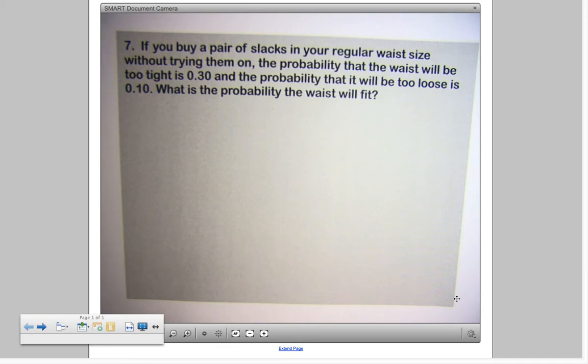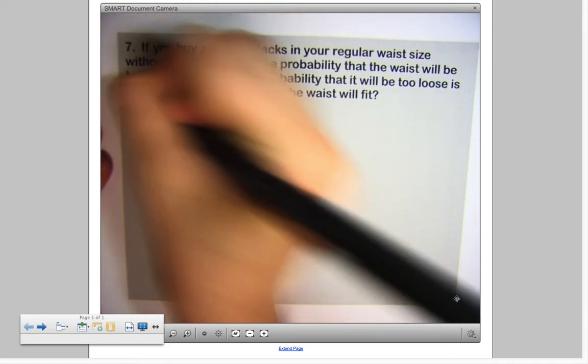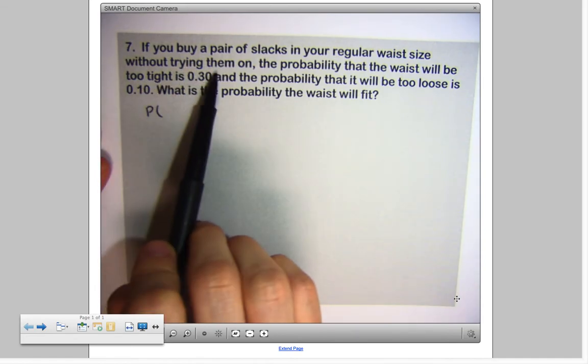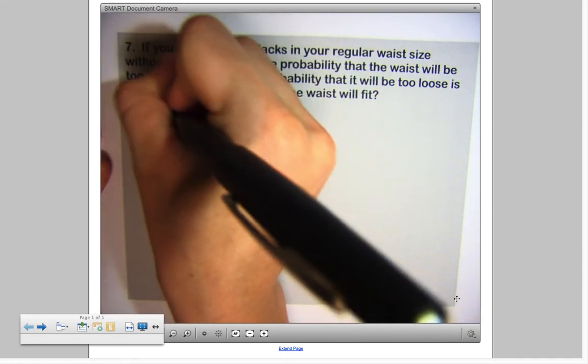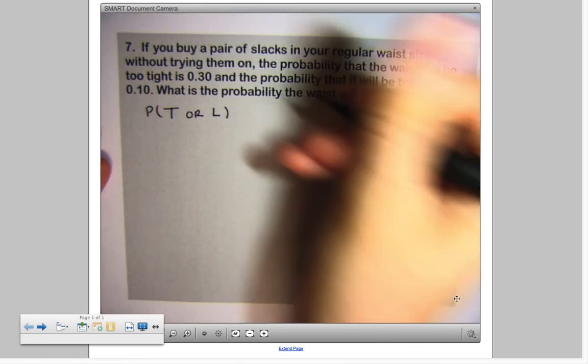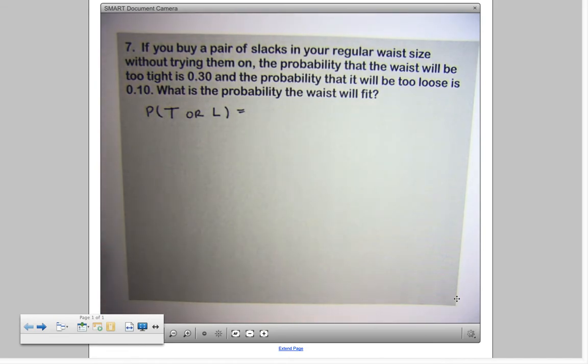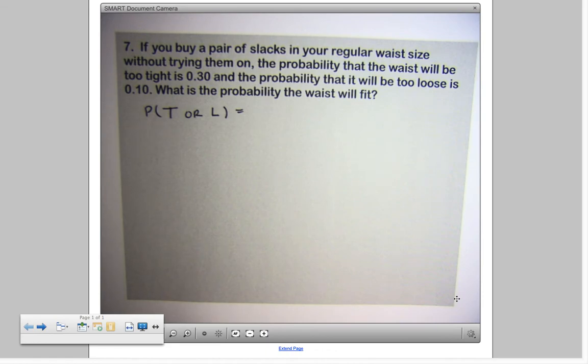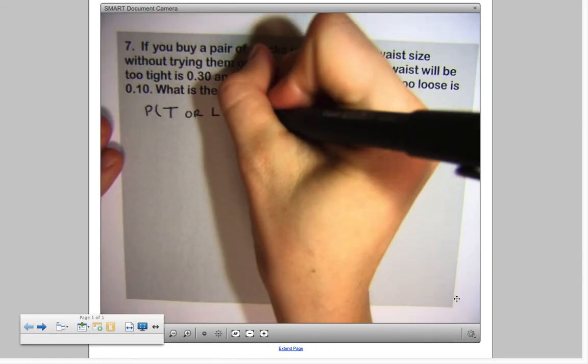Okay, so we buy a pair of slacks in a regular waist size without trying them on. The probability that the waist is too tight is 0.3. Probability that it's too loose is 0.1. Let's just find this total probability for now. Probability that it is too tight or too loose. These two events cannot happen together. It cannot be too tight and too loose, so we can just add them together.